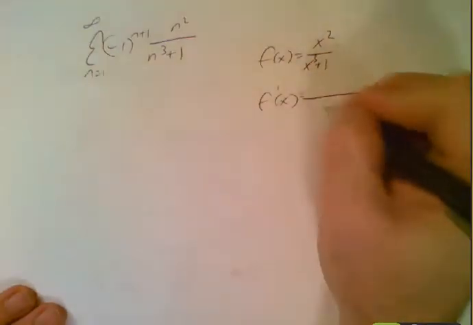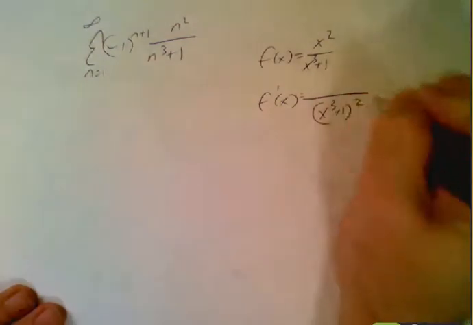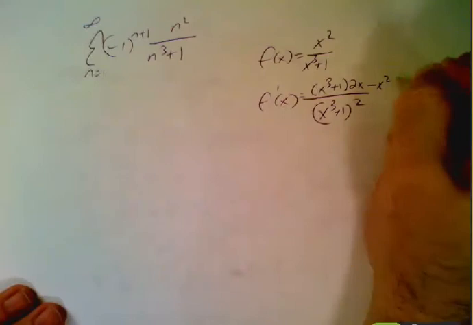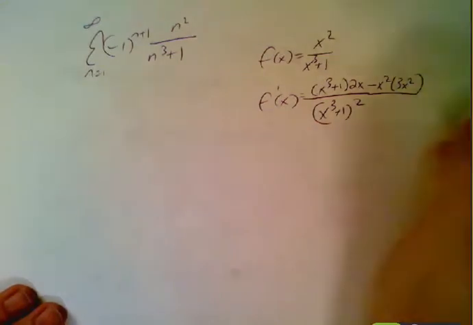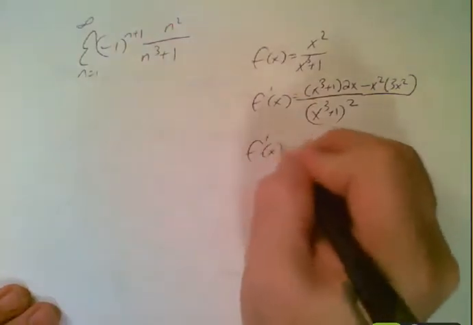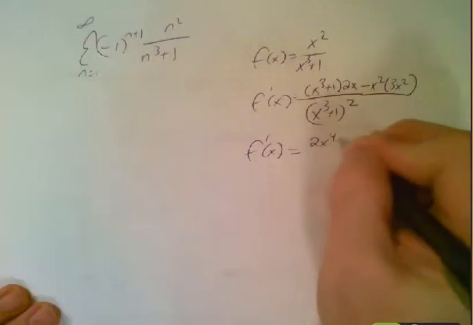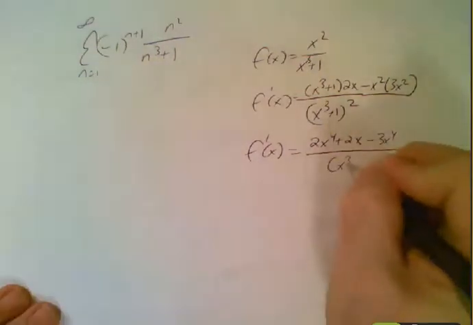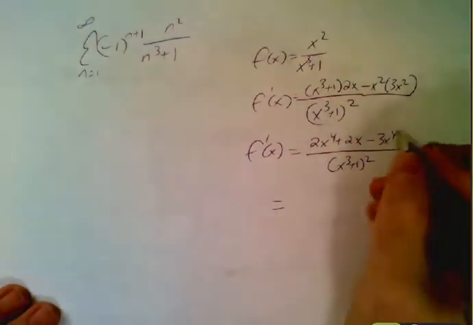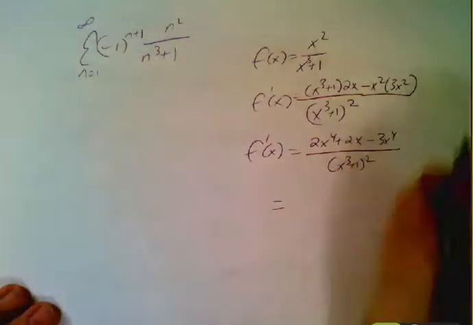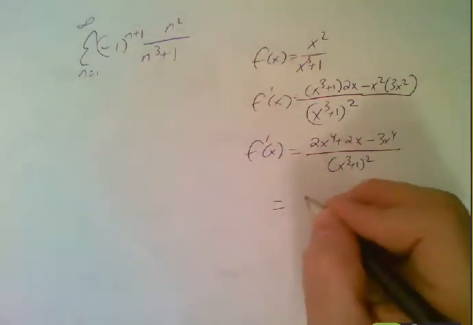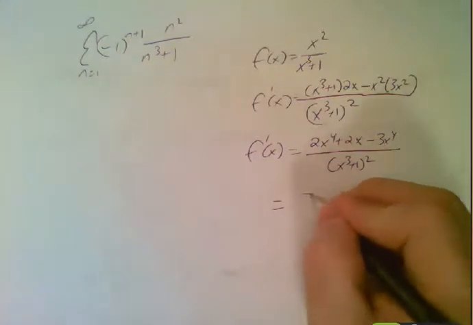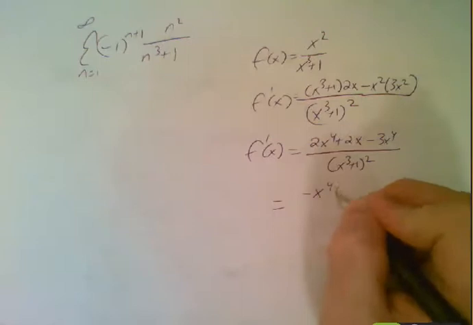Let's see what I got, a quotient rule here. So x cubed plus 1 squared, x cubed plus 1 times 2x minus x squared times 3x squared. Clean that up a bit. Let's see, 2x to the fourth plus 2x minus 3x to the fourth. And let's see, I can combine those and then pull out an x, right? So this is going to be negative x to the fourth plus 2x.